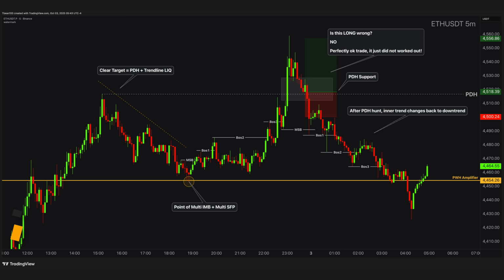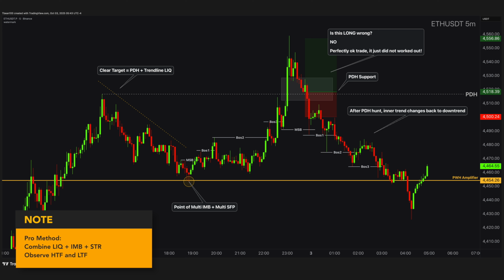So overall, what we did here was combine liquidity, imbalances, and the structure together using both high and low time frames to find the best possible trade setups available for us.